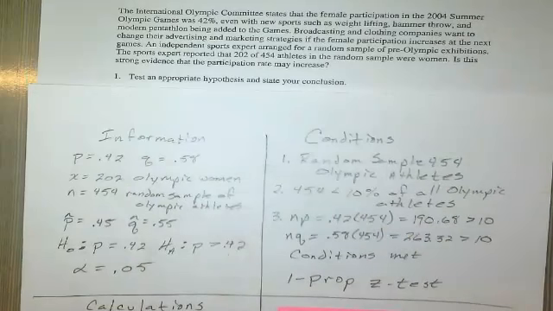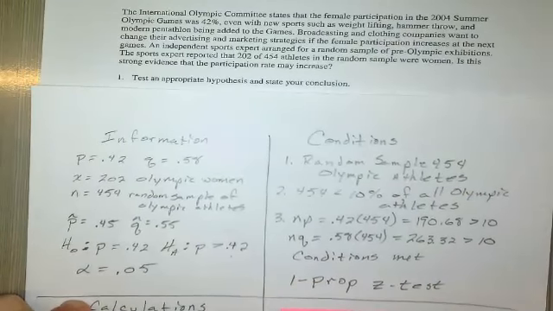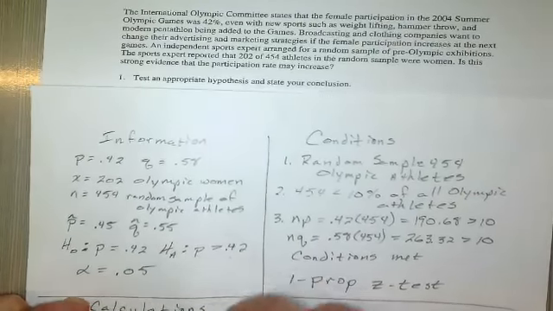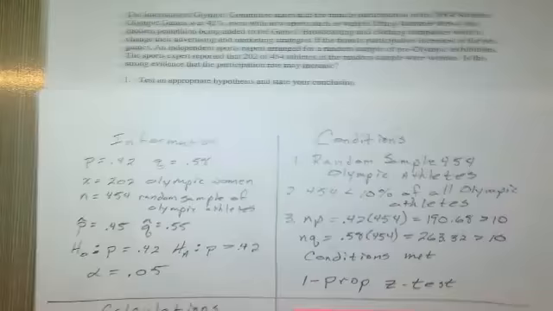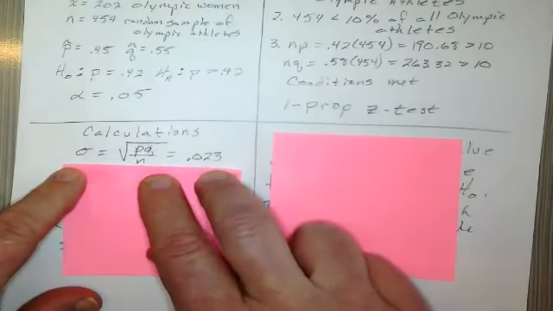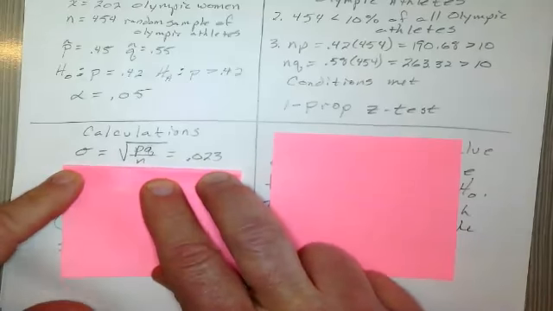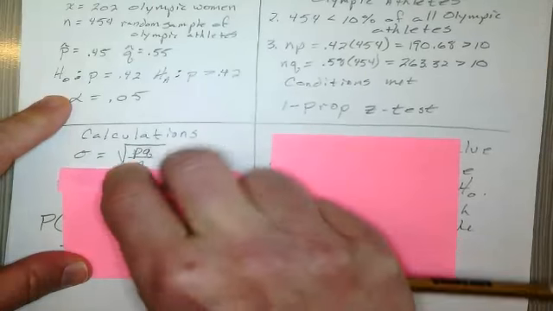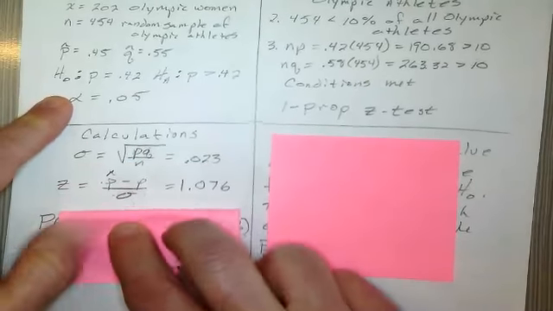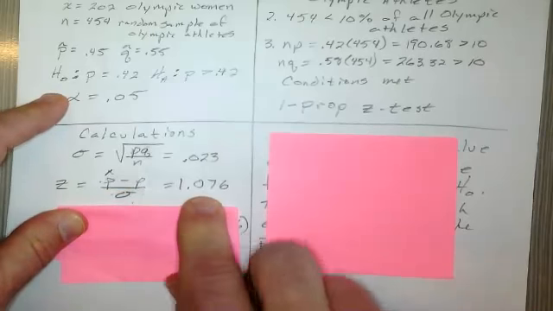We've got our info. Let's do some calculations. First calculation I'm going to do is standard deviation. Sigma, our standard deviation, is the square root of pq over n, and I'm getting 0.023. Then the next thing to find is our z-score. To find the z-score, I went p-hat minus p over standard deviation, which equals 1.076.